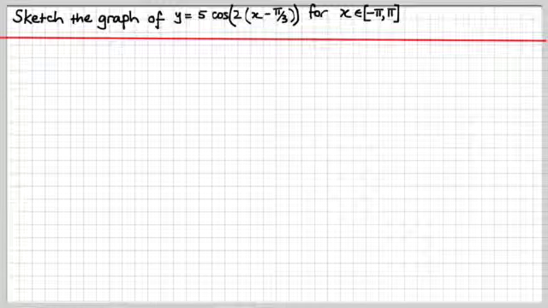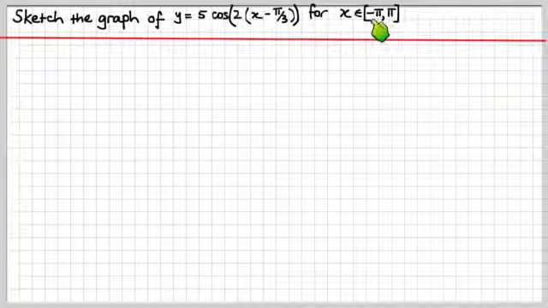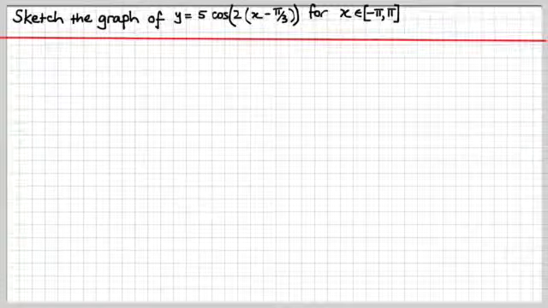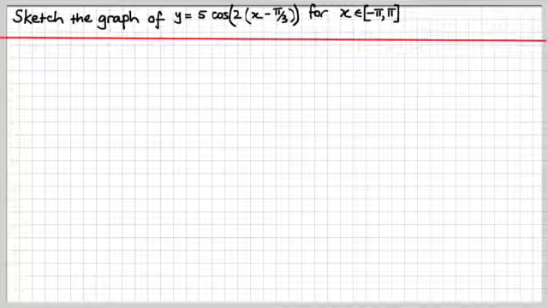In this question we've got to sketch the graph of y equals 5 cos(2(x minus pi on 3)) for x within the domain of minus pi to plus pi inclusive. Well guys, this would be an exam 1 style question because these kind of things just don't come up in exam 2 anymore because you have the CAS technology available to you, which makes it a fairly trivial exercise.